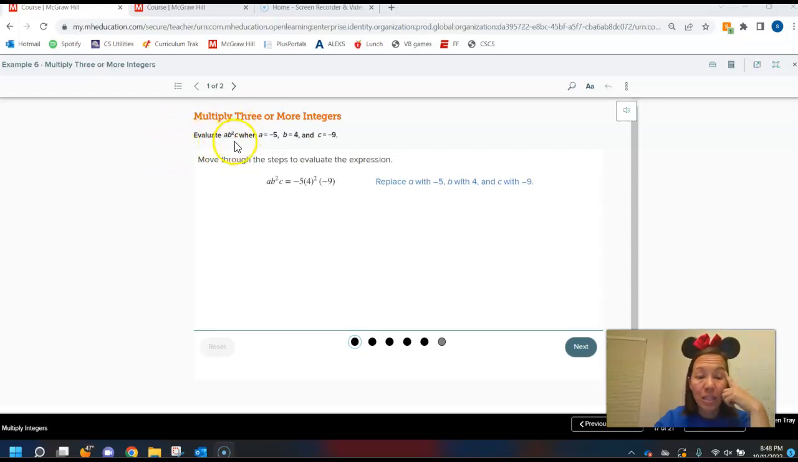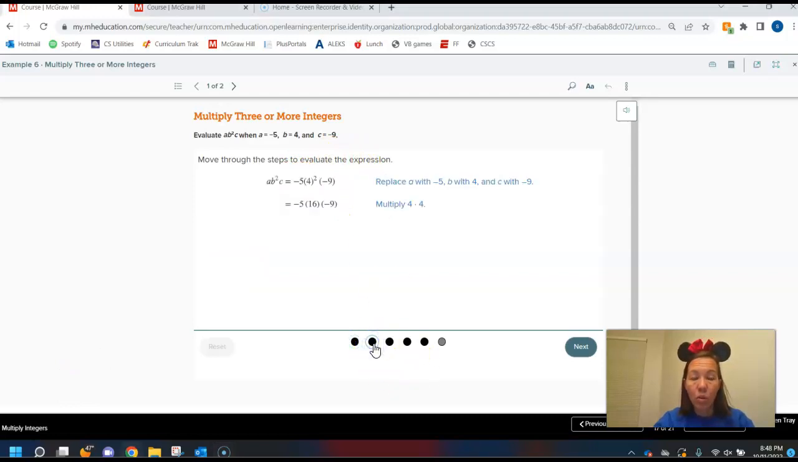We're going to evaluate this expression, a times b squared times c, when a equals -5, b equals 4, and c equals -9. So the first thing we're going to do is in place of a, put -5 like you see here. In place of b, we're going to put 4. And in place of c, you're going to put -9.